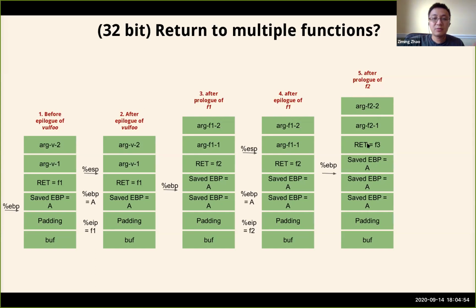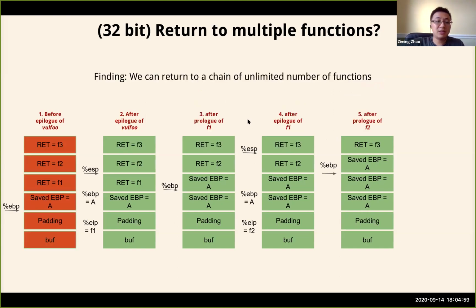So it looks like it's possible for us to call as many functions as we want, right? For example, let's say we only want to call functions without parameters. Because the stack will be moved up 4 bytes each time, we are actually able to return to a chain of an unlimited number of functions. So this is very important. Return-oriented programming, which we will discuss in the second half of the semester, uses exactly the same feature of the return instruction.